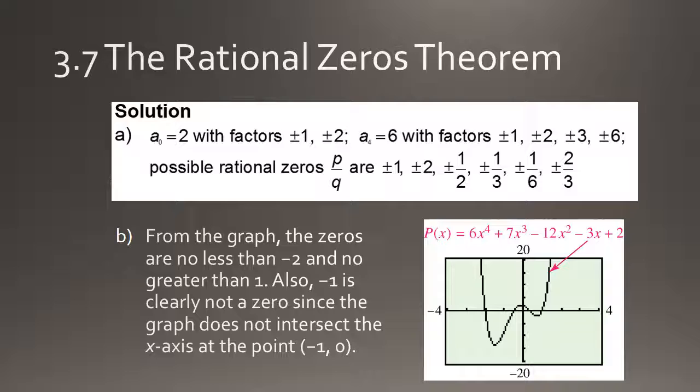So first we're going to start with making our list. We need the factors of 2 and the factors of 6. We're going to put the factors of 2 over the factors of 6, and we have a list of 6 rational numbers. Looking at our graph, we can rule some of these numbers out. The zeros don't go below negative 2, and they don't go above positive 1. So we can eliminate some of the numbers from there. It says also negative 1 is clearly not a 0, since the graph does not intersect at the point negative 1, 0. So we can eliminate negative 1.